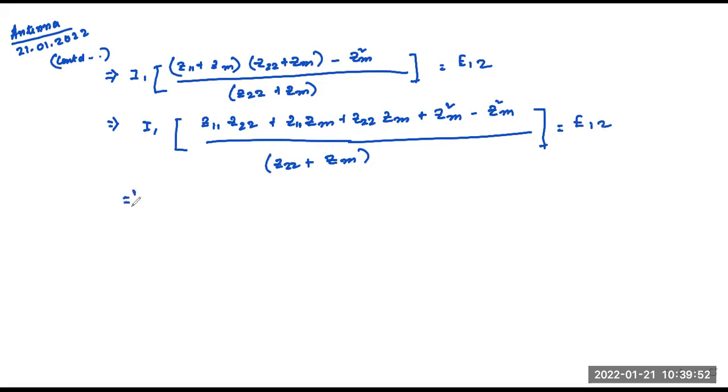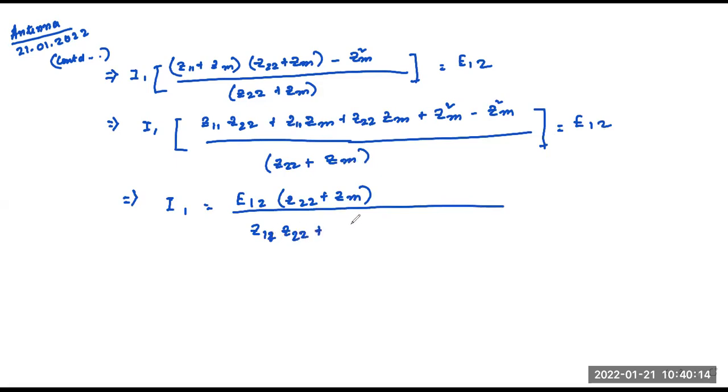So that implies I1 equals E of 12 into Z of 22 plus Z of M, by Z of 11 into Z of 22 plus Z of M, taking common, Z of 11 plus Z of 22.